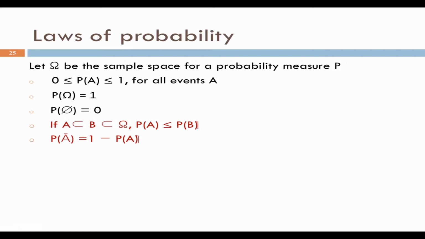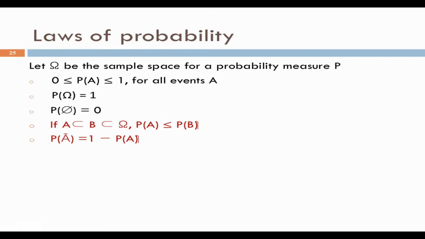And the next one is that the probability of A complement plus the probability of A always equals 1. So the probability of A complement equals 1 minus the probability of A. Those two rules you can also understand mathematically.